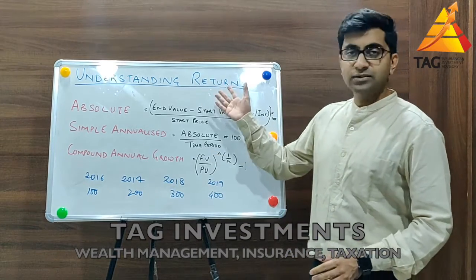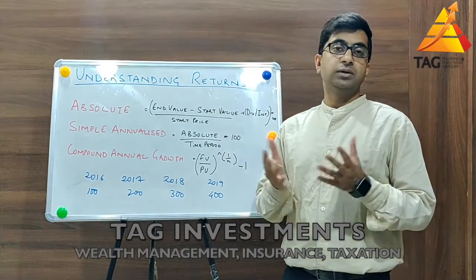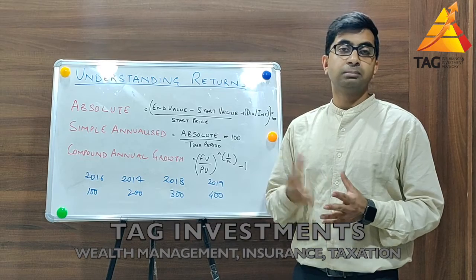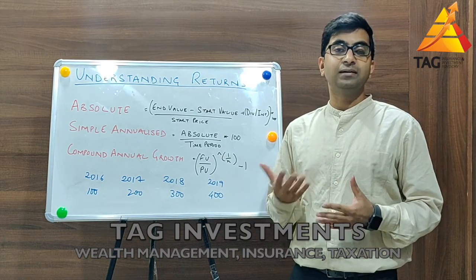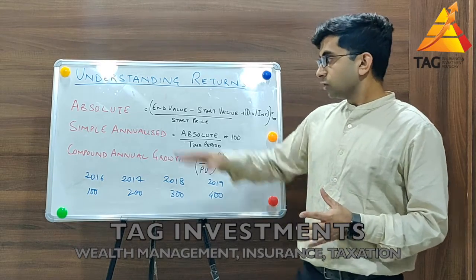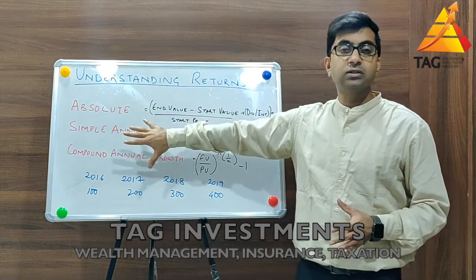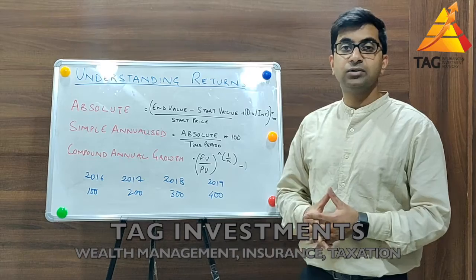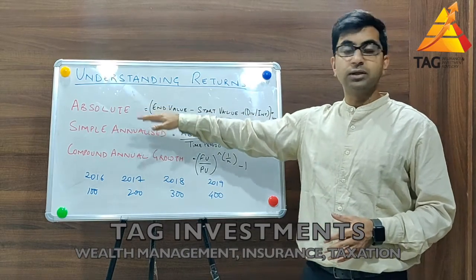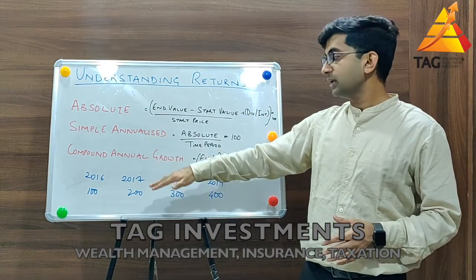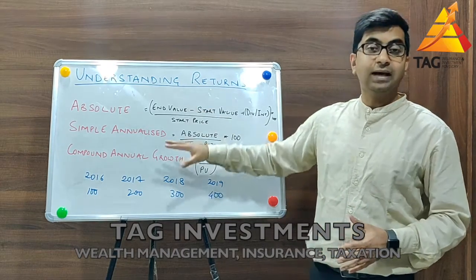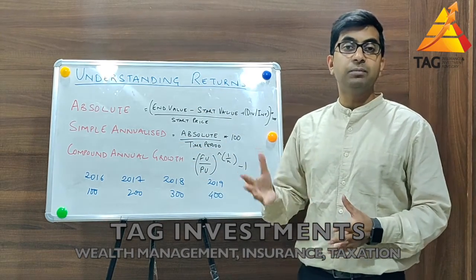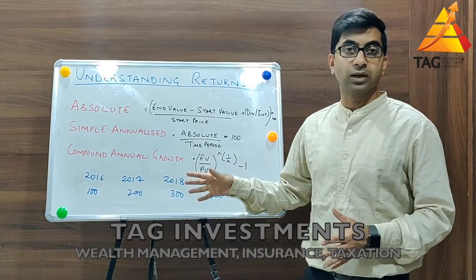Well, what is return? Simply put, it is equal to profits divided by your invested amount. Profits can come in the form of dividend, interest, capital appreciation. For now, we'll stick to three types of returns which are generally prevalent in the industry. One is called absolute return, second is simple annualized return, and third is compound annual growth return. All carry a different meaning, and it can be misleading if you don't understand these terms well.